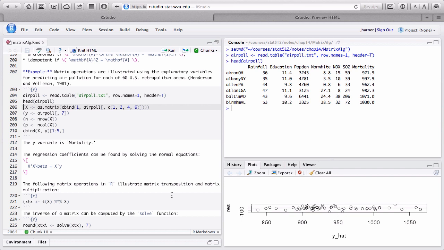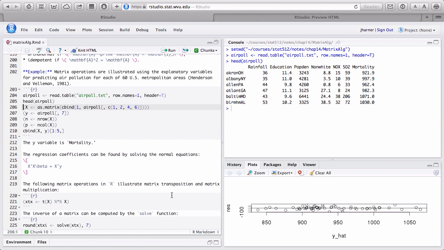And we're looking at things like rainfall, education level, population density, non-white population, NOx, and SO2. The NOx and SO2 are pollutants, of course. And one of the things you might want to determine is whether those pollutants, if you have high concentrations of some of the nitrous oxides or the sulfur dioxide in the air, affect mortality? There are quite a few cities that we have measurements on.